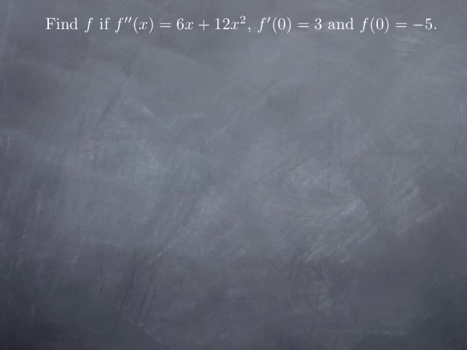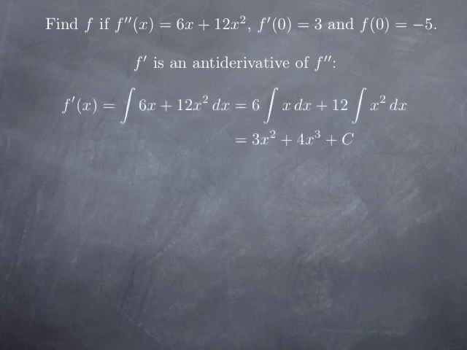So in this particular case, if we know the second derivative, f prime is an antiderivative of the second derivative. In other words, to get f prime, or at least a general form of f prime, we integrate 6x plus 12x squared in the sense of indefinite integral. And we get 6 times the integral of x, which is x squared over 2, in other words 3x squared, plus 12 times the integral of x squared. Integral of x squared is x cubed over 3, so we get 4x cubed. And this is all up to a constant.